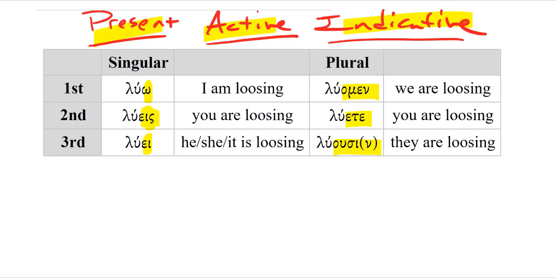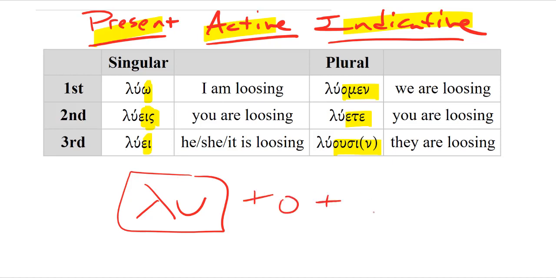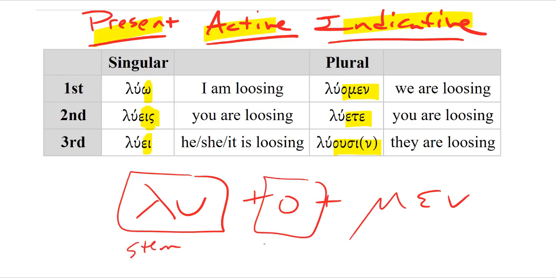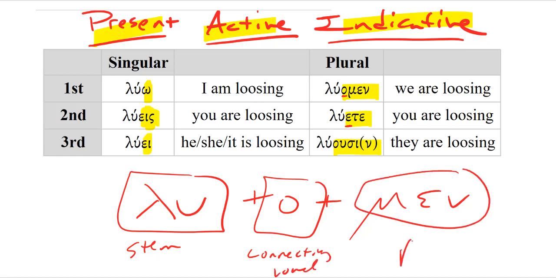You can see with the way we're really dividing this up, we have the stem, lu, right? That's our verb stem. And then if we take our grammatical scalpel or our grammatical lightsaber and we slice every little piece out, it actually has three pieces here. We have the verb stem. We have a connecting vowel or variable vowel. It's called a variable vowel because sometimes it varies between epsilon and omicron. And then we have the personal ending.